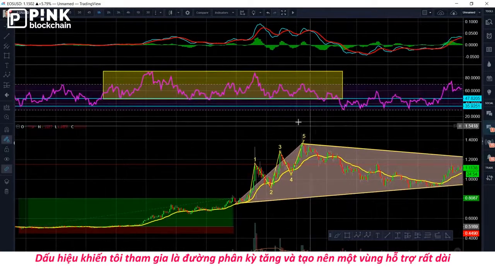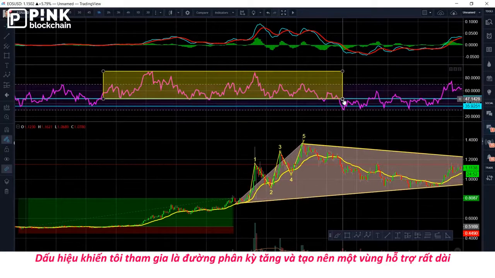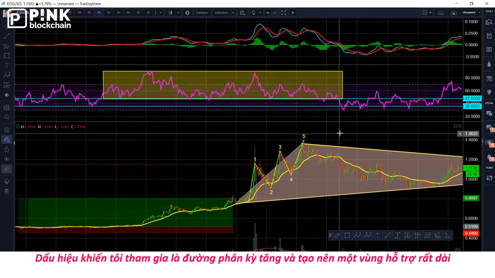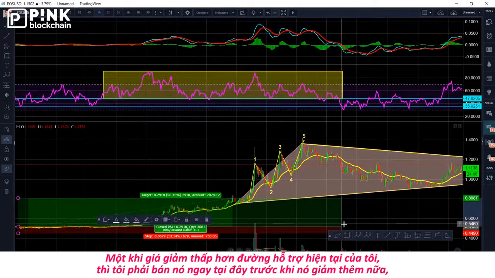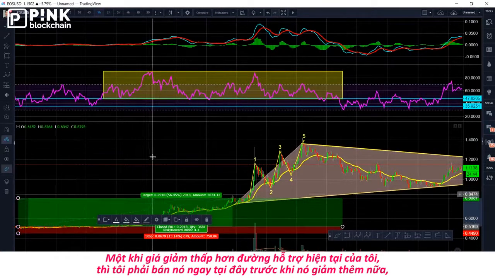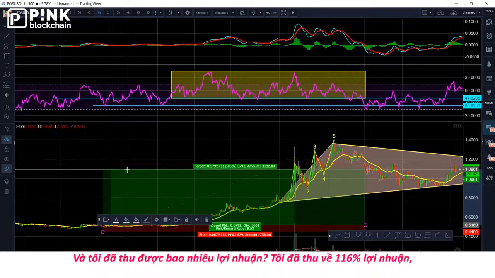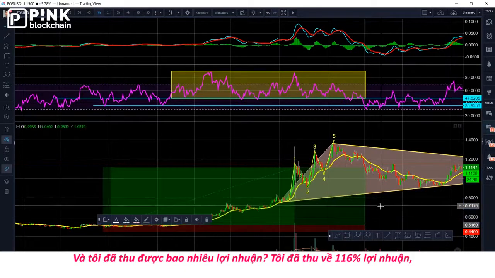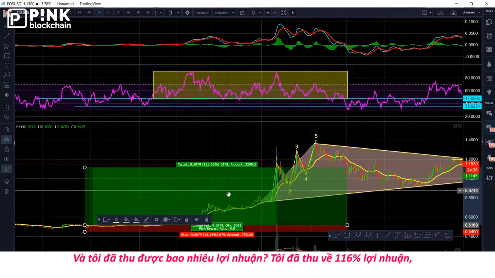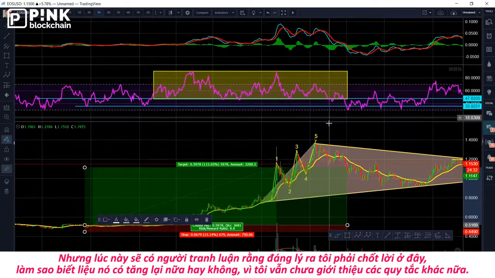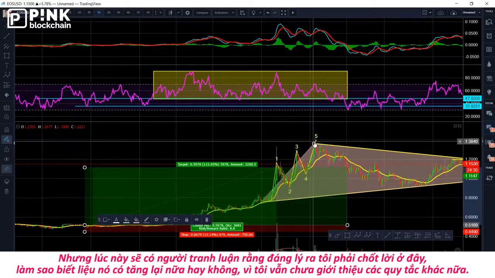But you guys will see right away that it breaks this current support of mine where the RSI zone was hovering in, and boom, guys, I would have sold it right here as soon as it broke it, from my rules. And how much profit would I have taken? I would have taken myself a 116% profit, guys.